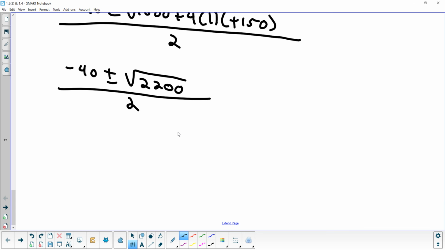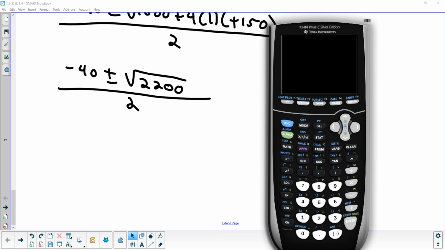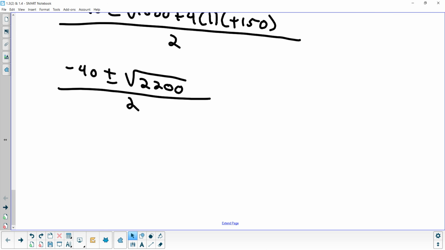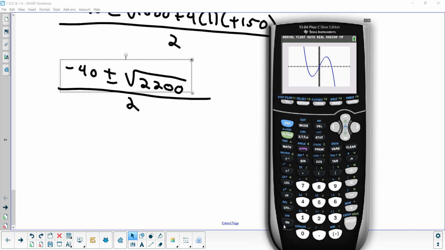So when you're thinking about a length, because width is a length, what kind of number doesn't make sense for length? Negative number. We don't want a negative. So it doesn't make sense for me to do negative 40 minus the square root of 2,200, because that's a negative number minus a number. That's even more negative. Divided by 2 is still negative. So I'm only really worried about the positive here. Okay, not the negative.